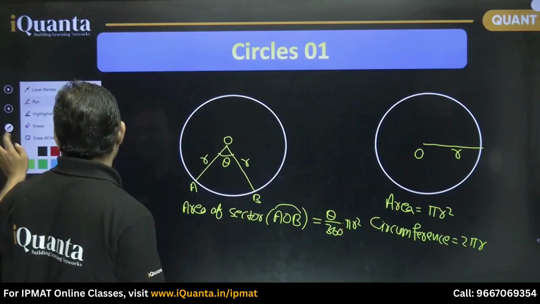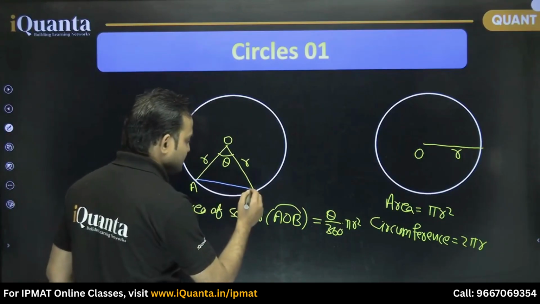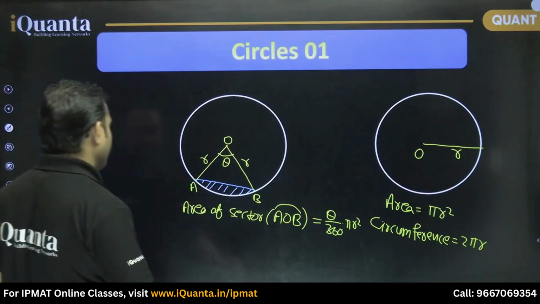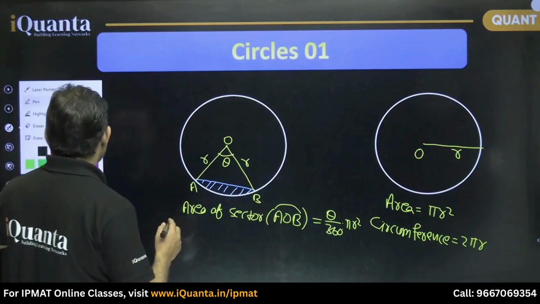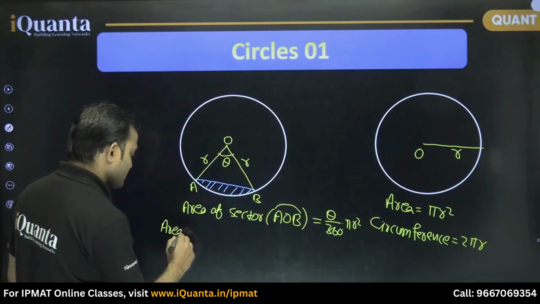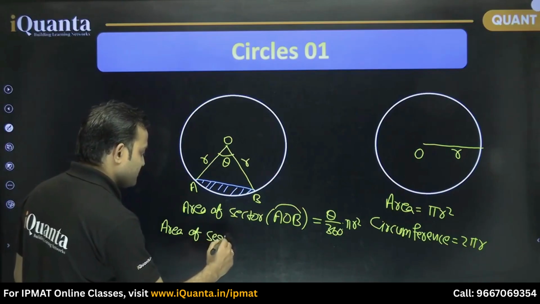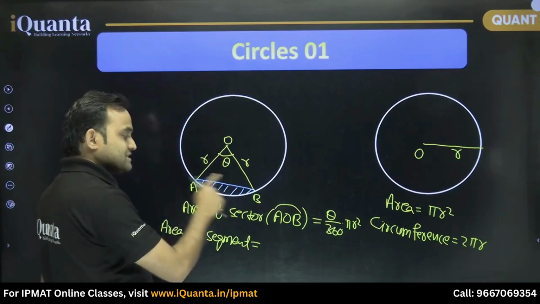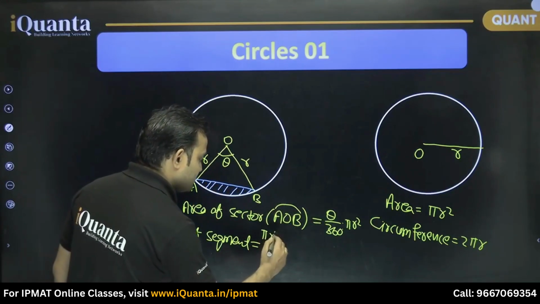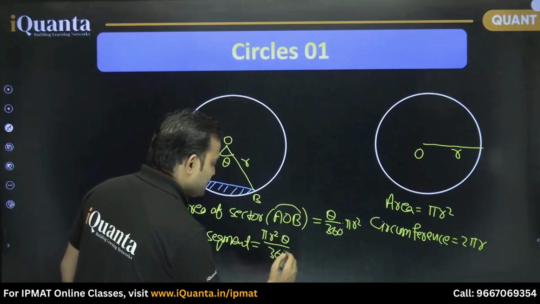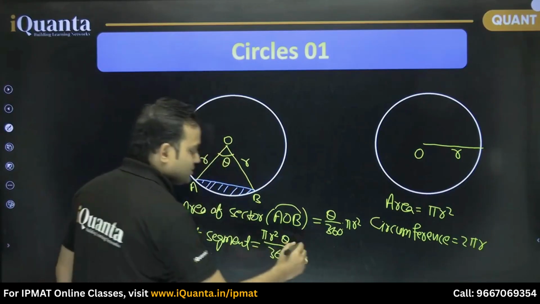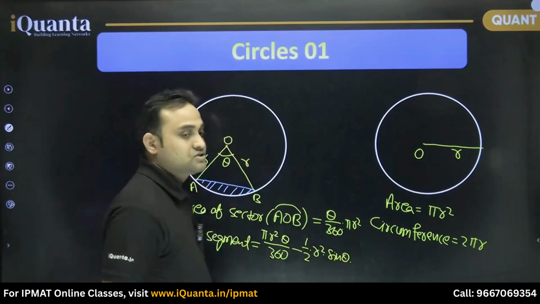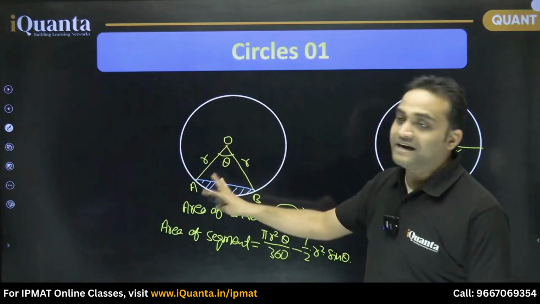Now in this sector we also get a segment. So this shaded region is known as a segment. And how do we find the area of this segment? The area of the segment made by angle theta is equal to the area of this sector, which is pi r squared theta upon 360, minus the area of this triangle, which we can write as half r squared sine theta. Okay, so this is how we can find the area of a sector and the area of a segment.